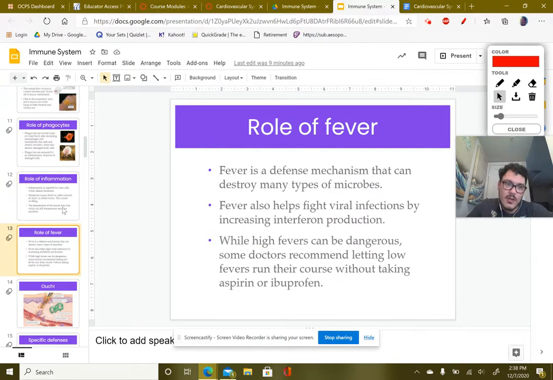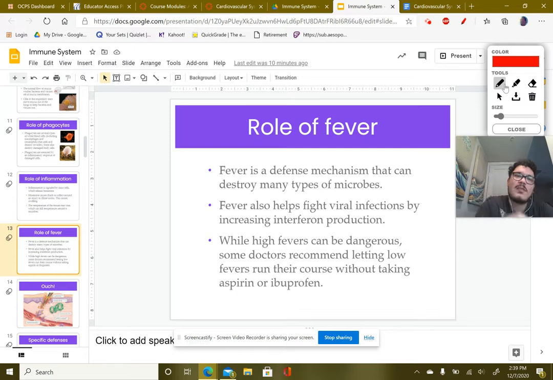Finally, fever. We were talking about that whole oven situation. You're increasing the temperature. Fever is a defense mechanism that can destroy many types of microbes. Fever also helps fight viral infections by increasing interferon production. We don't talk too much about interferons, but they're helpful for the immune system. While high fevers can be dangerous, some doctors recommend letting low fevers run their course without taking aspirin or ibuprofen.